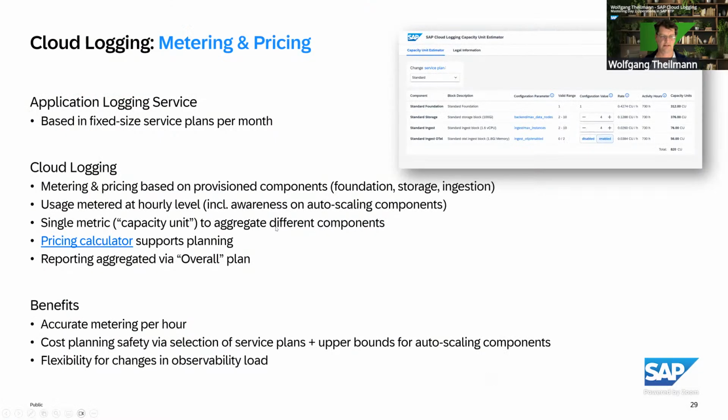So back to our slides. It sounds in the first place a bit more complex, but the benefits of this approach are really relevant, because on the one hand, it's an accurate metering. It gives you cost planning safety, because with the service plans and the upper bounds, you have costs under control, but at the same point in time gives you the flexibility if your observability load changes over time.